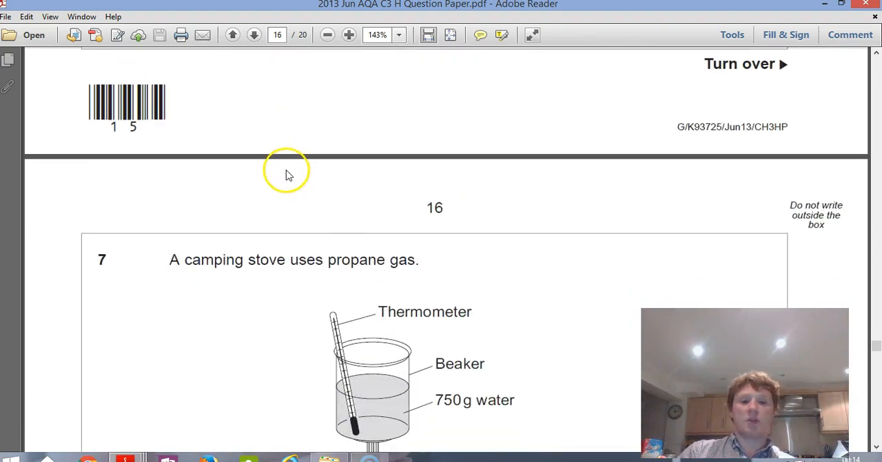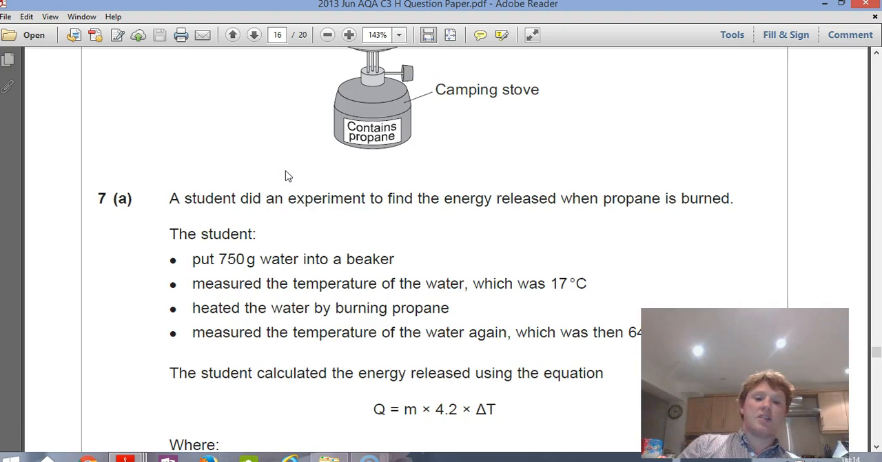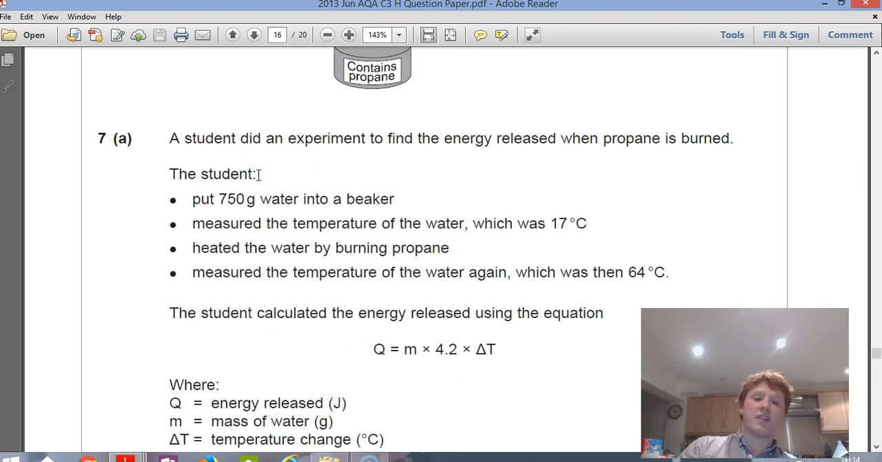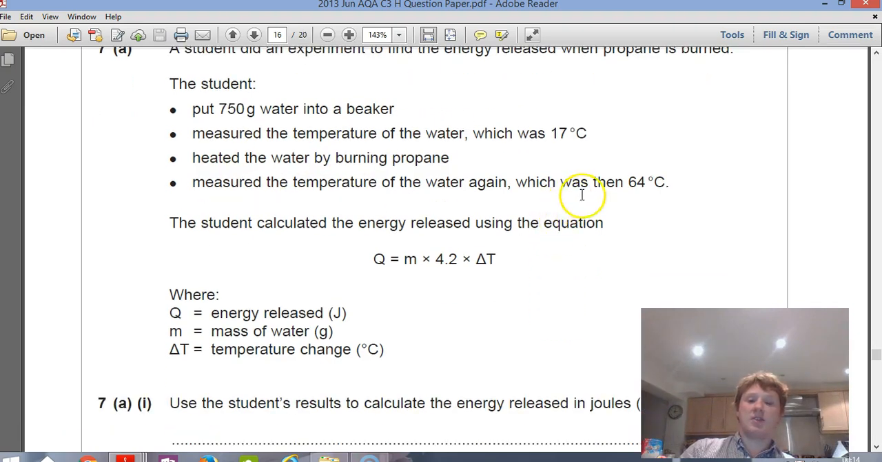Right, question 7. Propane gas. Energy released when propane is burnt. They put 750 grams of water in the beaker. The initial temperature was 17. They heated it. They measured it again. It was 64.